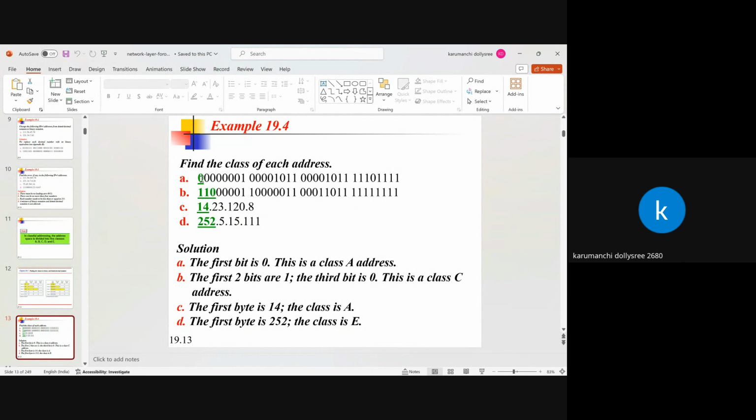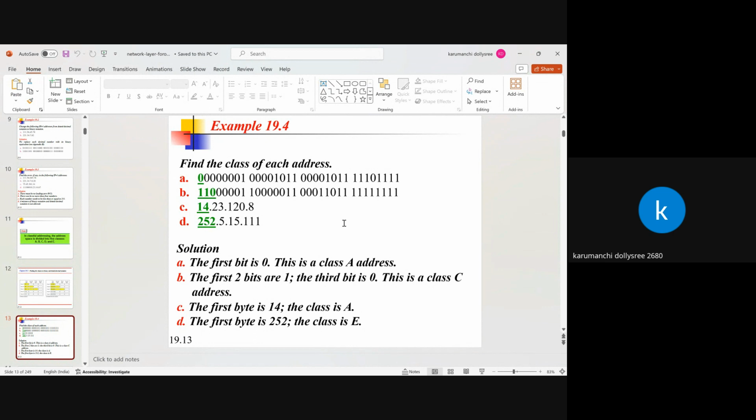So by seeing 0, we can identify that the first bit in the first byte is 0. So by seeing the first bit, we can identify it as a class A address, right? And by seeing 110, it is a class C address, right?